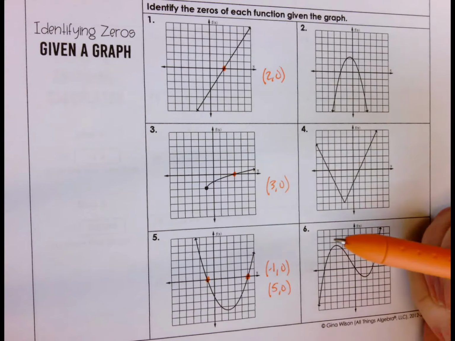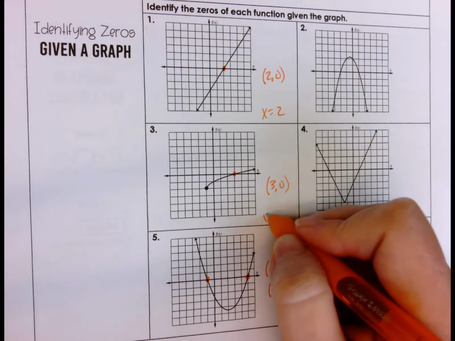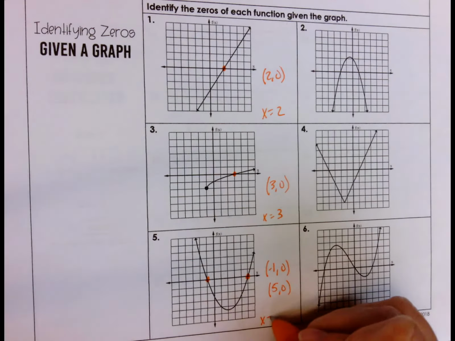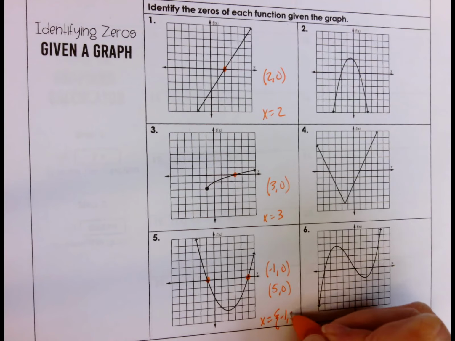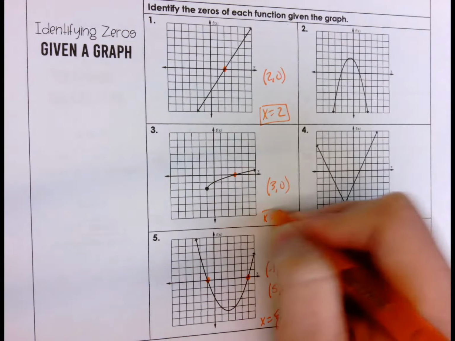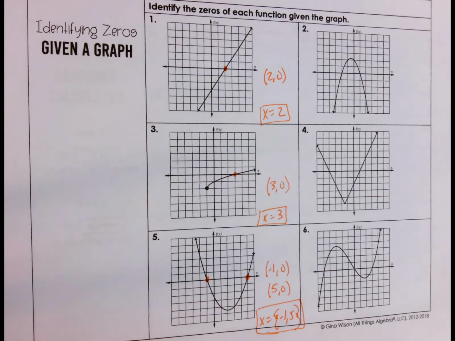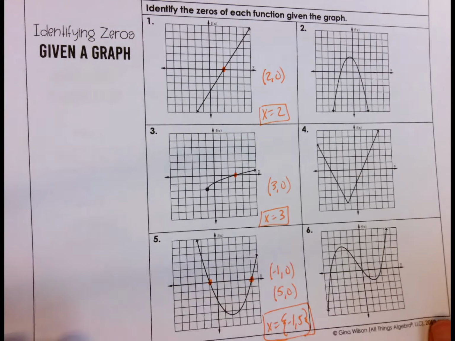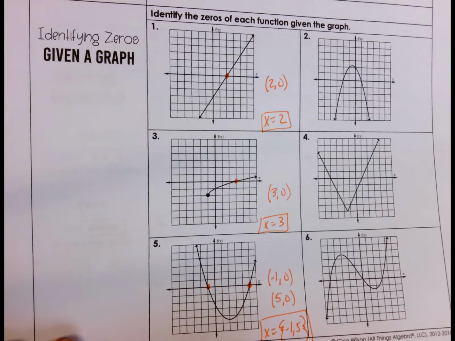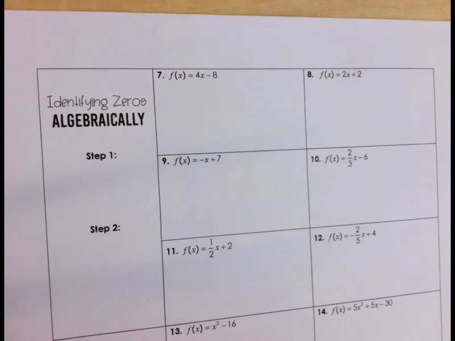Now, when we write our answer, here x is equal to 2, x is equal to 3, and here x is equal to both -1 and 5, so we have to write that as a solution set. Okay, so we're looking for those x equals the point that it crosses the x-axis. Okay, all right, so that's graphically the way to find them. It's very simple. We are going to talk about algebraically now.